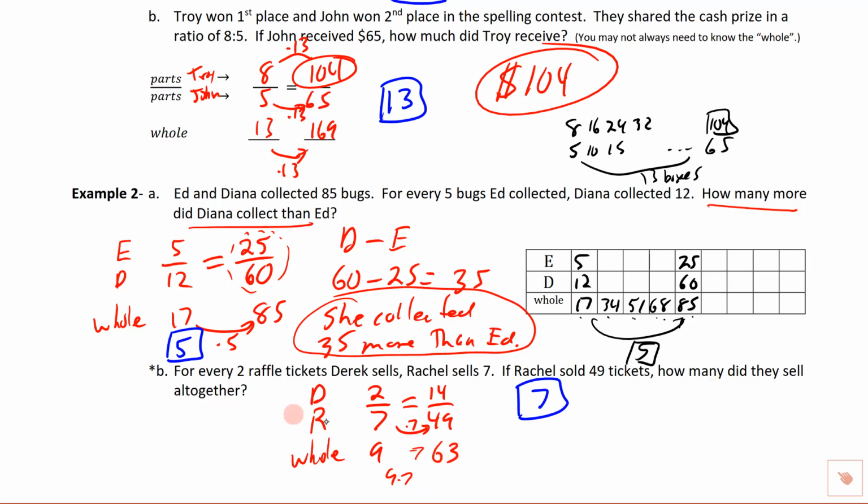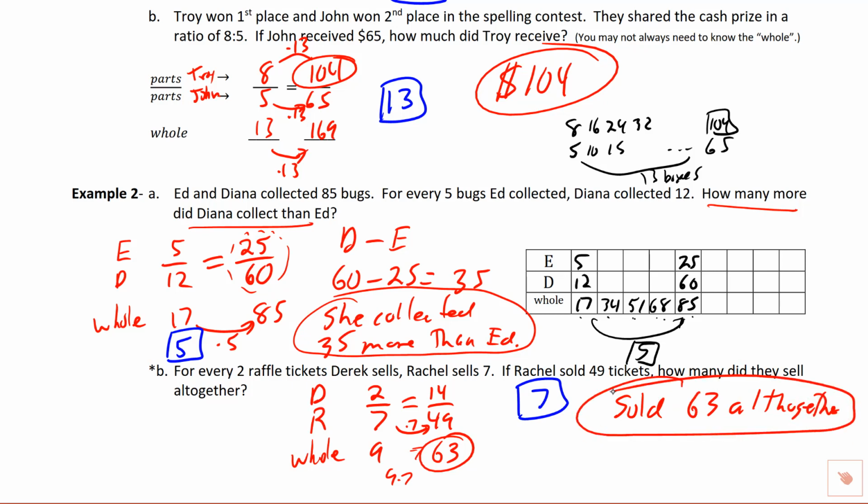It says how many did they sell altogether? So 63 would be the answer. So they sold 63 altogether. All right, so there's the answer to that one. And again, just as a double check, 14 plus 49 is 63. So we know we got it right.